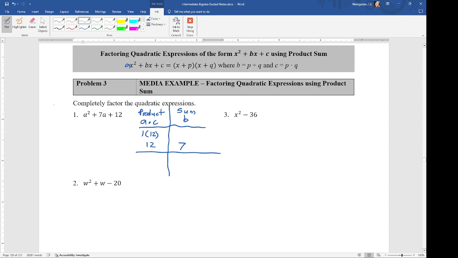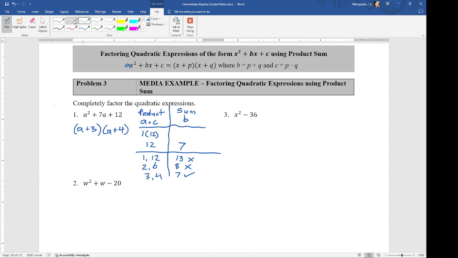So let's look at the 2 numbers that make up 12, 1 and 12. 1 plus 12 is 13, not 7, so that's not going to be our solution. Another factors of 12 is 2 and 6. 2 plus 6 is 8. We're getting closer, but that's still not our solution. How about 3 and 4? 3 plus 4 is 7, so that is going to be our solution. That's how we're going to factor this trinomial. We have a plus 3 times a plus 4.